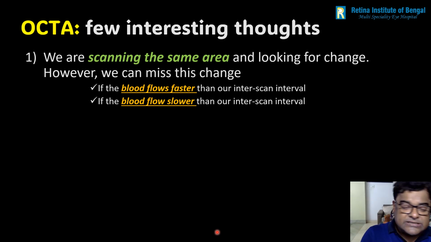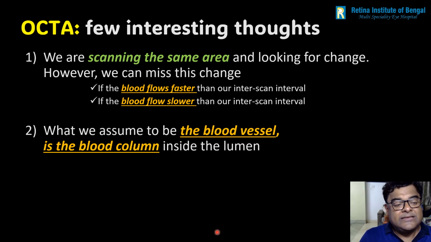Because as I said, you have to scan every area. So you scan one area 7-8 times, then you move to the next adjacent area. Now by the time you have scanned that area 7-8 times, if the blood has not changed, then you will not know that there is a change happening there because your scanning speed was so fast. So even if there is some movement happening, if the movement is very fast or very slow, the OCT angiography machine can miss that.